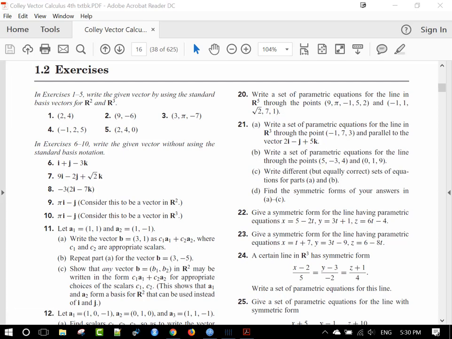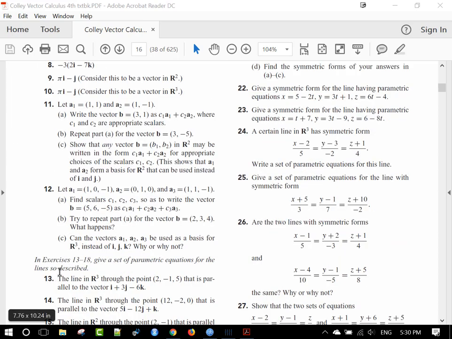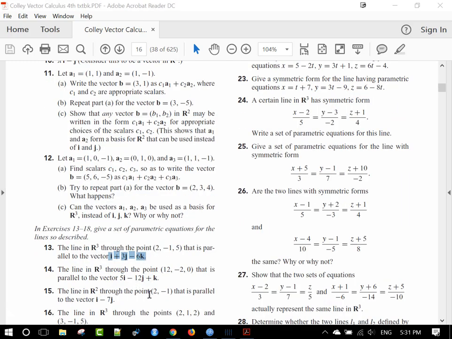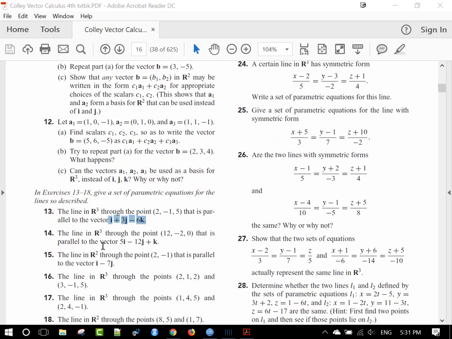Okay, in 13 through 18, they're giving you some practice with parametric equations. So they want you to find a set of parametric equations that describe whatever. So here is the line in R3 through this point and parallel to this. So do that. Here's a similar example, but it's in R2. And here's an example where they don't give you the vector that it's supposed to be parallel to. They just give you the point and another point.